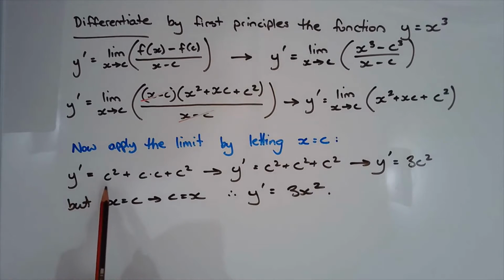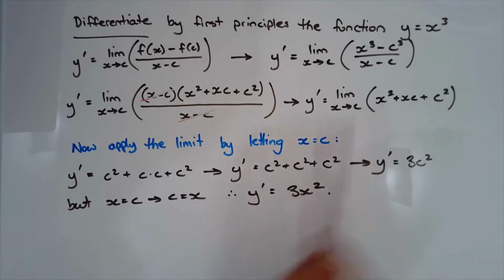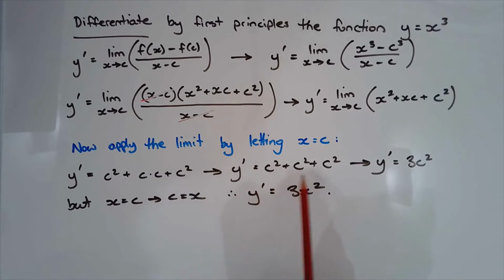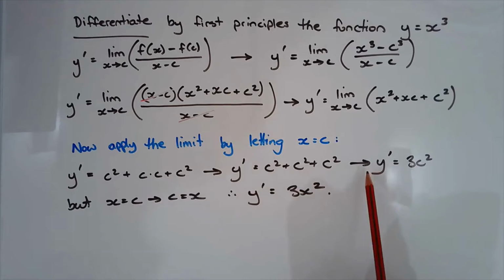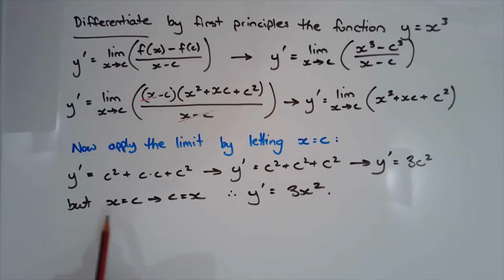So basically wherever you see an x, replace it with a c. So c squared plus c times c plus c squared. And that gives us y dash is equal to c squared plus c squared plus c squared. And that gives us y dash is equal to 3c squared when you collect the like terms. But we know that x equals c, and therefore c equals x. So we can replace the c with the letter x, because we want the derivative in terms of x, of course. So y dash is equal to 3x squared.